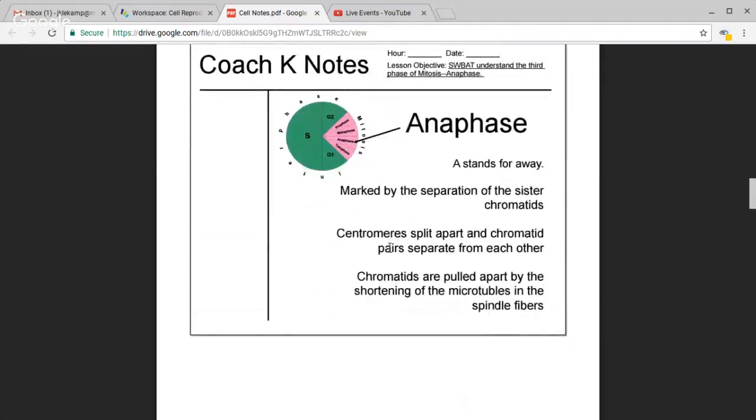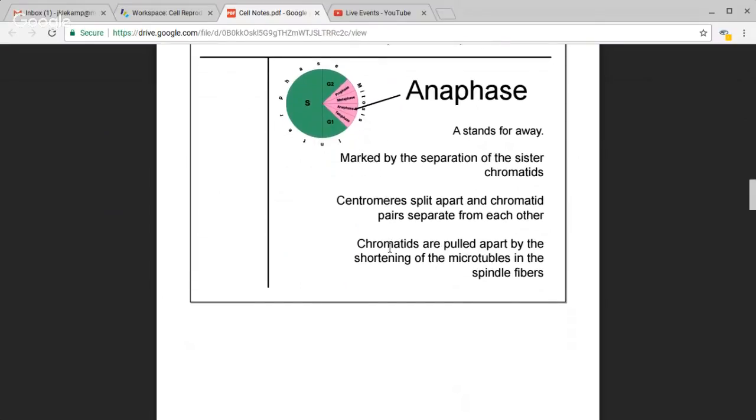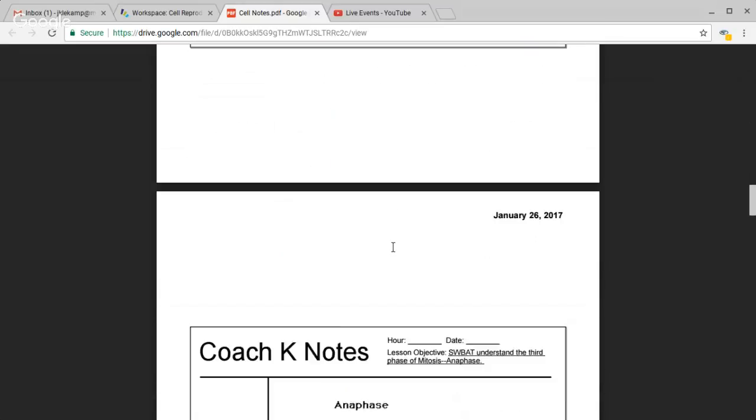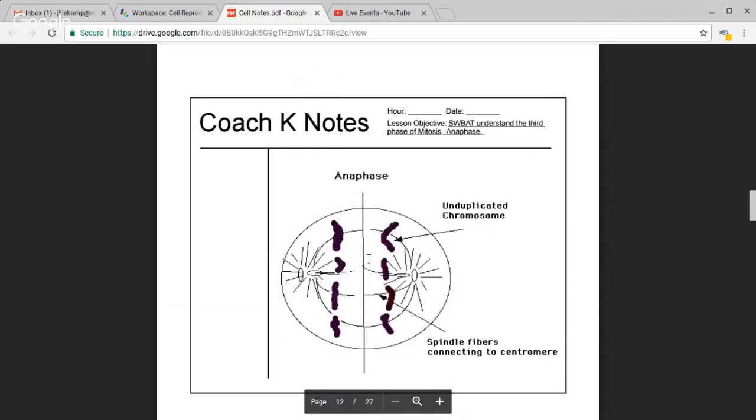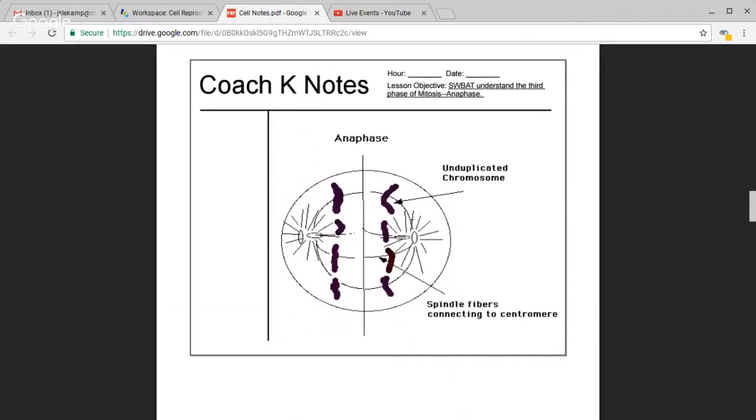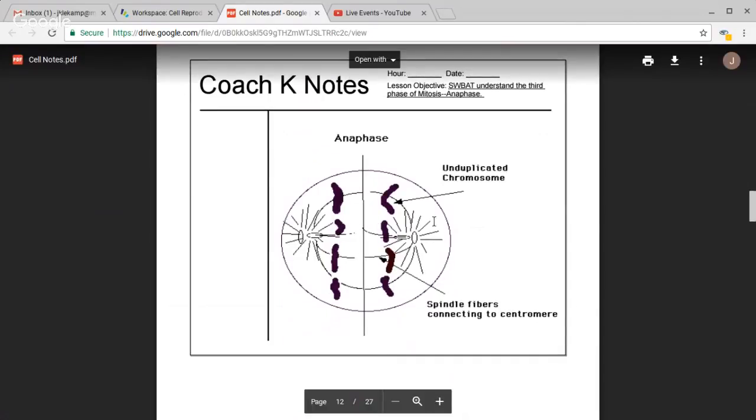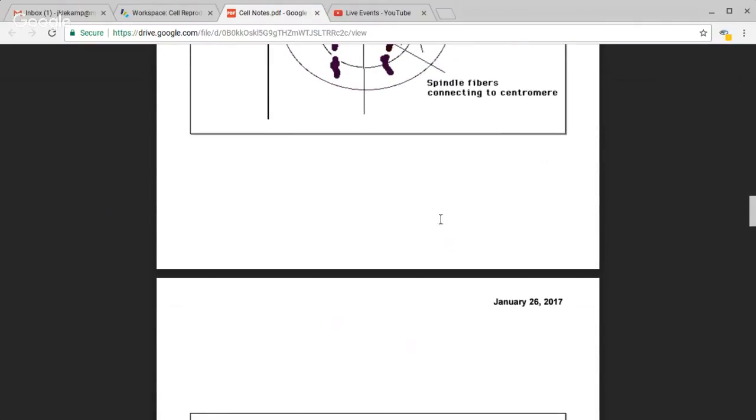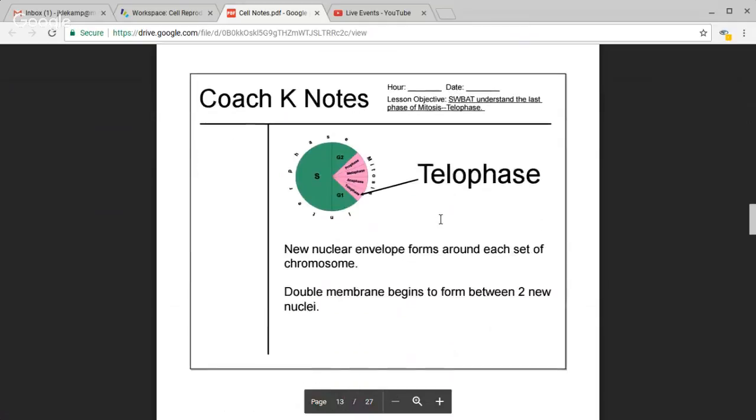Anaphase, the A standing for away or apart. Anaphase is marked by the separation of your sister chromatids. Now they are just chromatids, and they are starting to be pulled apart by the shortening of the spindle fibers. So as you can see here in the image, the chromosomes have split, and they're starting to get pulled to the opposite ends where the centrosomes are.